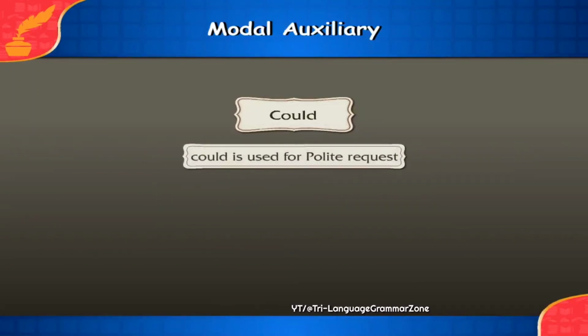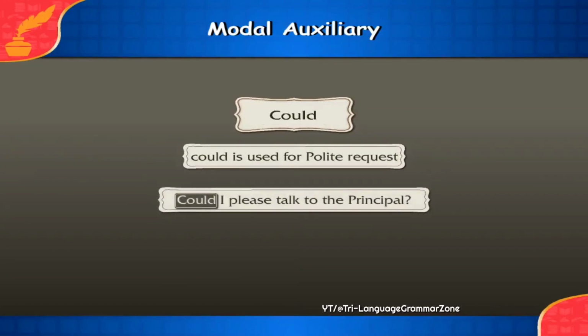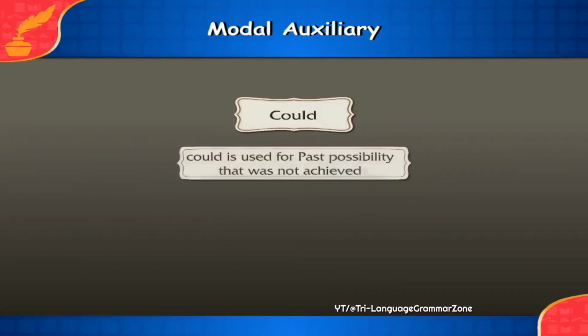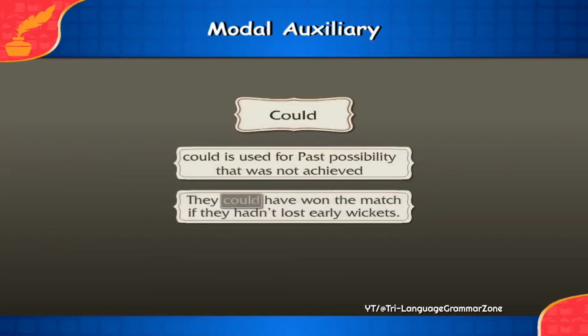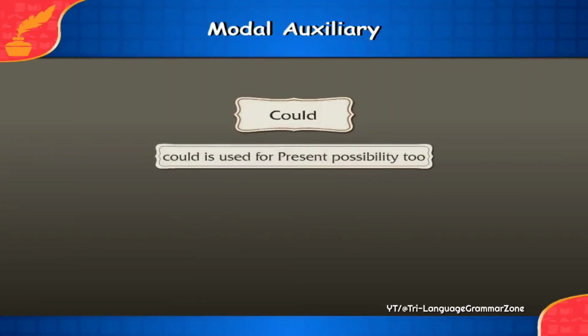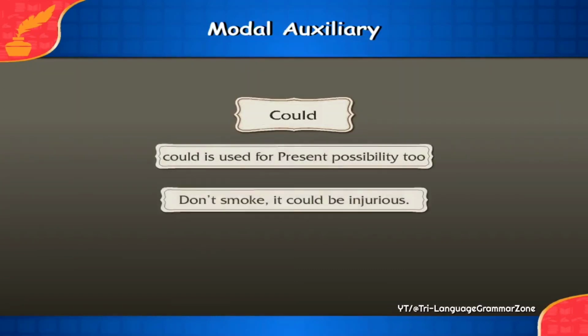Could is used for polite request. For example, could I please talk to the principal? Could is used for past possibility that was not achieved. For example, they could have won the match if they hadn't lost early wickets. Could is used for present possibility too. For example, don't smoke. It could be injurious.